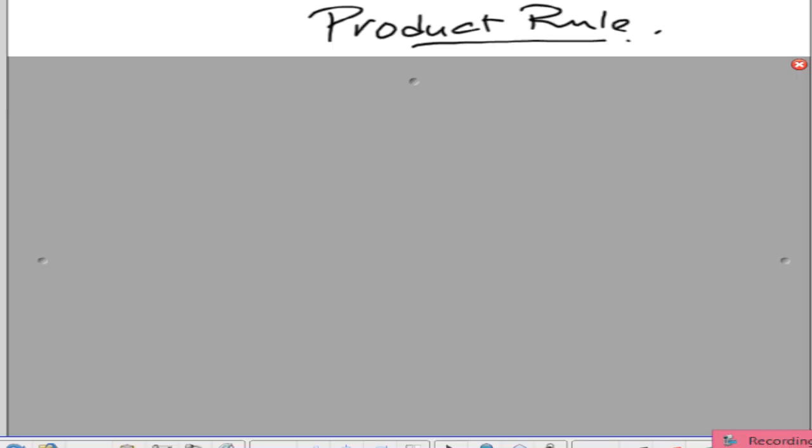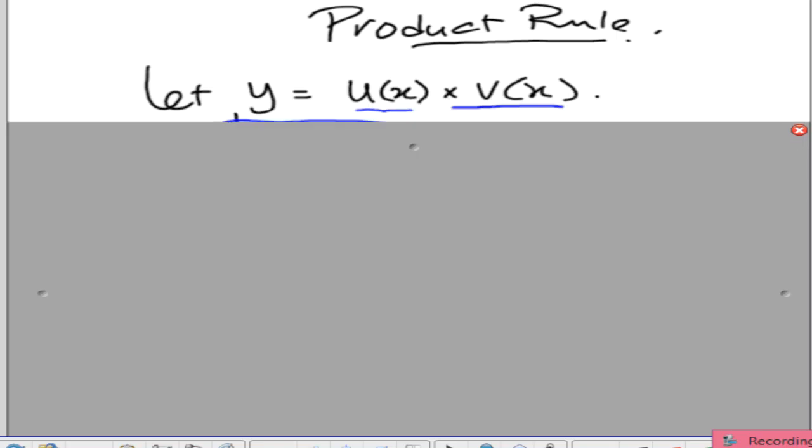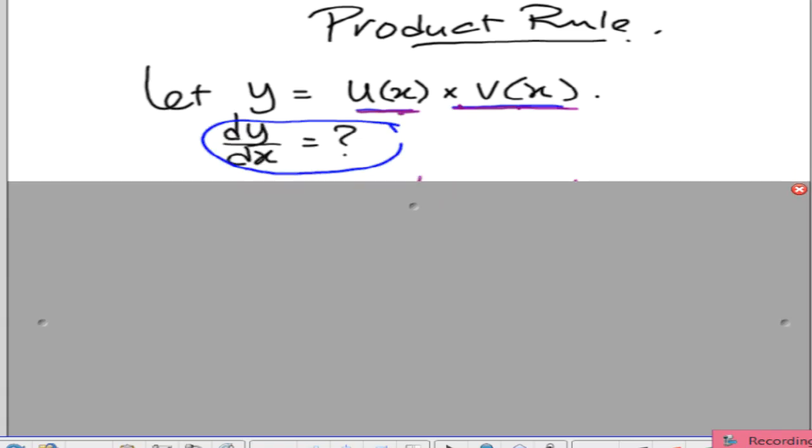Class with Ming. Today we talk about the product rule. The product rule deals with the derivative of a function where this function is actually a product of two other functions, u times v, where both are functions of x. So basically we ask, what is the derivative of this particular product?